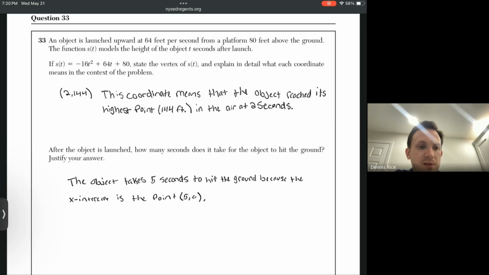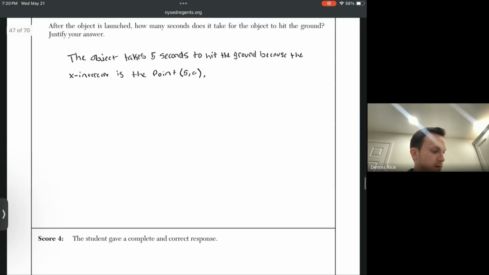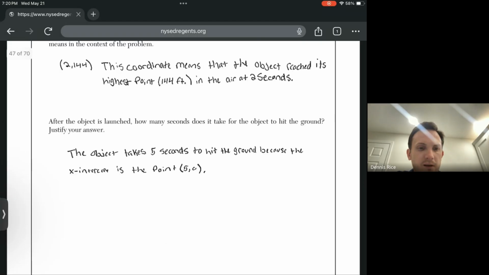Okay, and then how long does it take to hit the ground? Justify your answer. Well, again, they're not really justifying here. The object takes 5 seconds to hit the ground because the x-intercept is (5, 0). If someone did this on the test, I gave this a 3 out of 4. This is not correct, but okay.